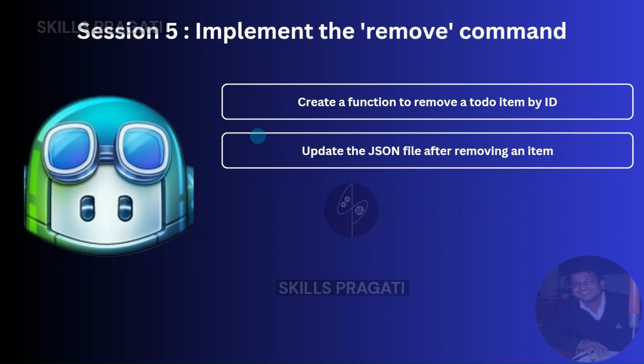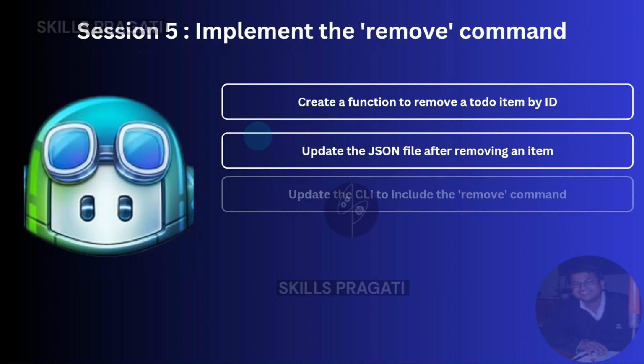The third and final task is to update the CLI to include the remove command. This involves modifying the CLI setup, likely in the todo.py file, to recognize and handle the remove command. This means defining a new command in click that triggers the function created in the first task, allowing users to remove to-do items via the command line.